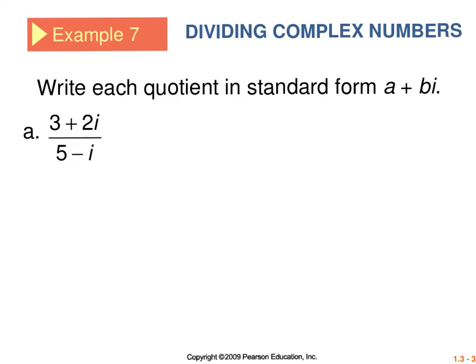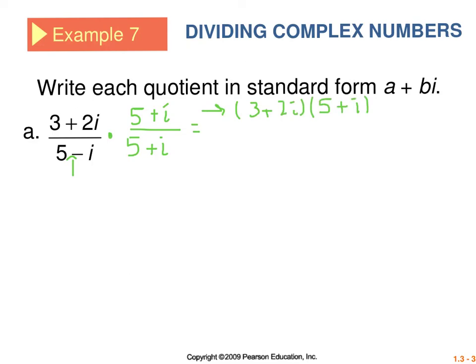So to divide complex numbers, we're actually going to be multiplying by the conjugate. Now remember, the conjugates, just like when we were doing the conjugates of radicals, the conjugate only changes the subtraction to addition or addition to subtraction, whichever it may be. So we're going to multiply the top by 5 plus i, and the denominator also by 5 plus i.